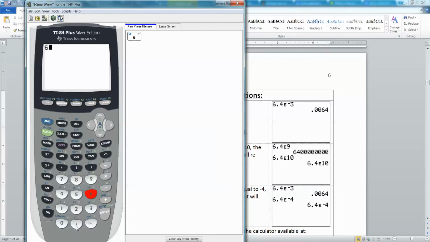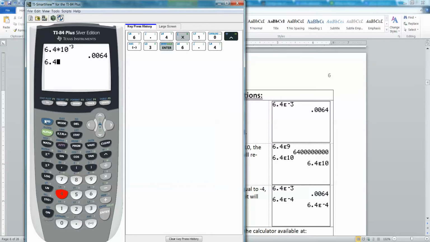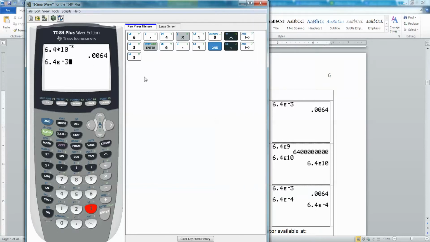I mean, you could type 6.4 times 10 to the negative 3. That's scientific notation. It's longhand, but it gets it done, right? But the calculator has a faster way to do it because the people that make calculators realize that the people that use them need to use scientific notation a lot more simply than that. So they made this other quick-hand way to get to it, and that's the block letter E. E standing for exponent.